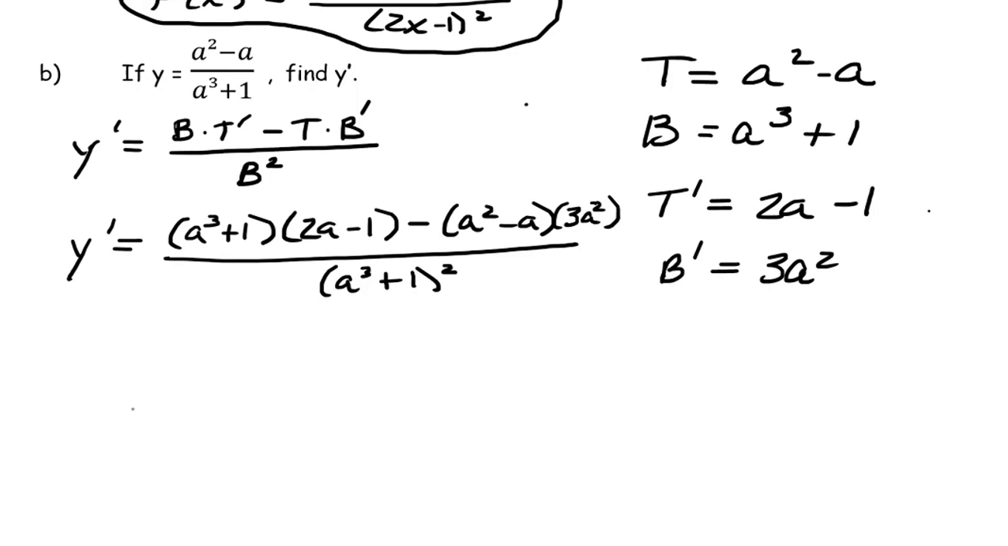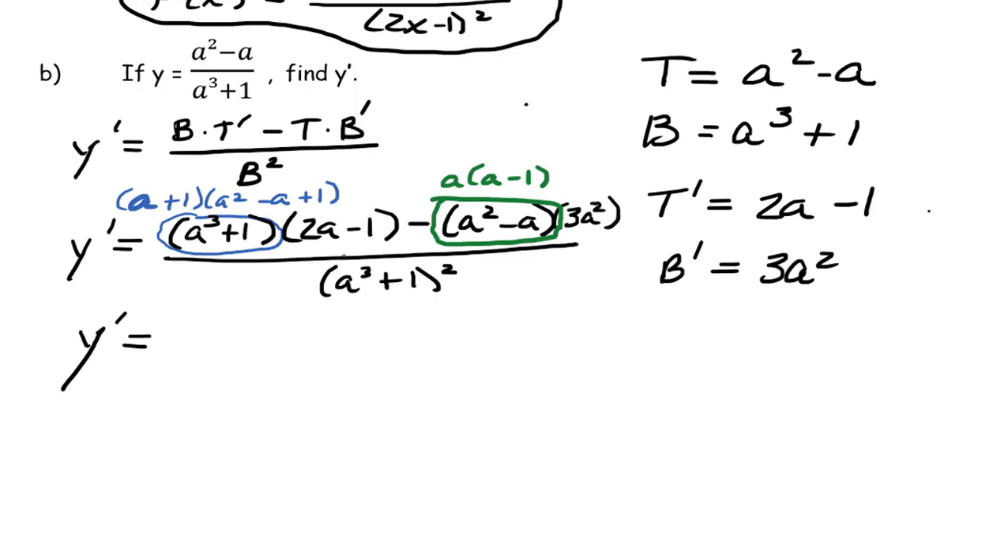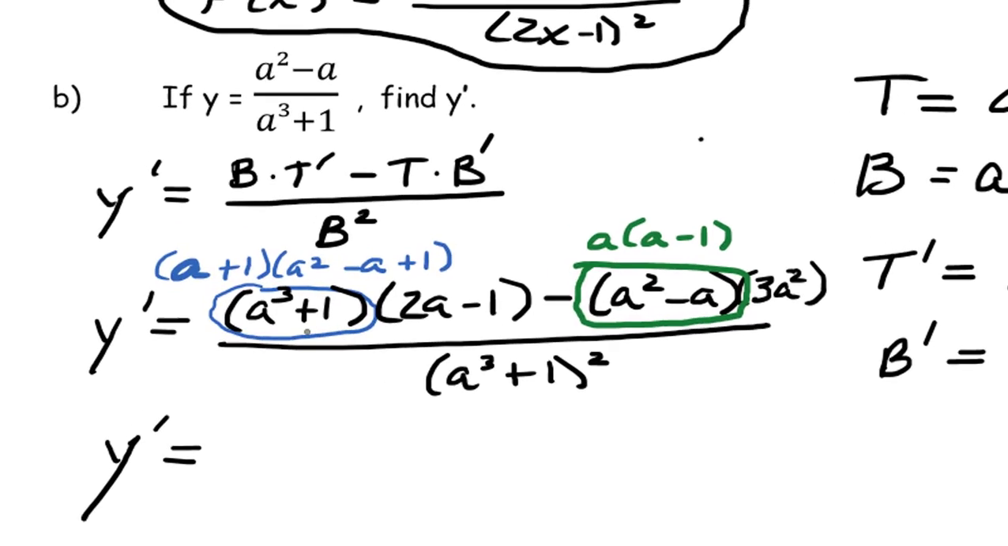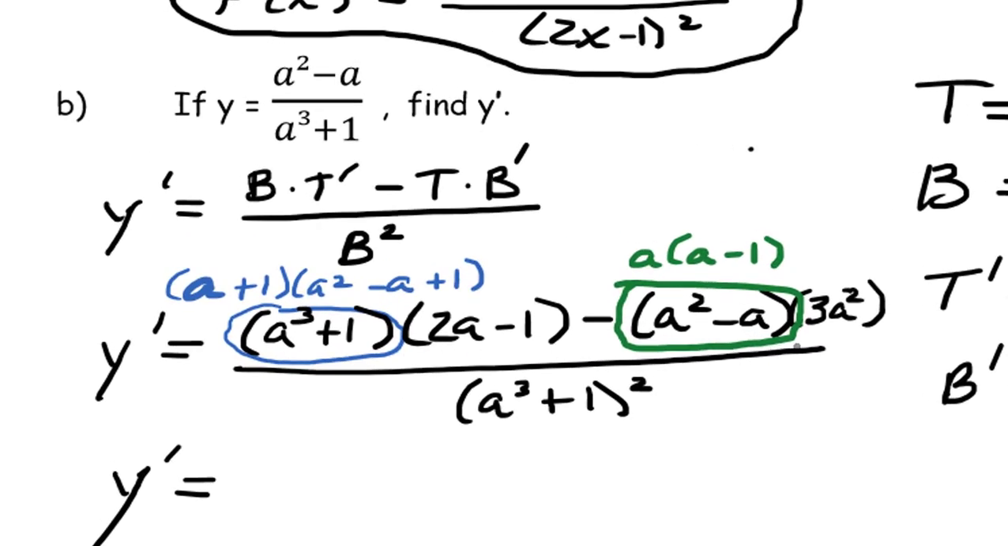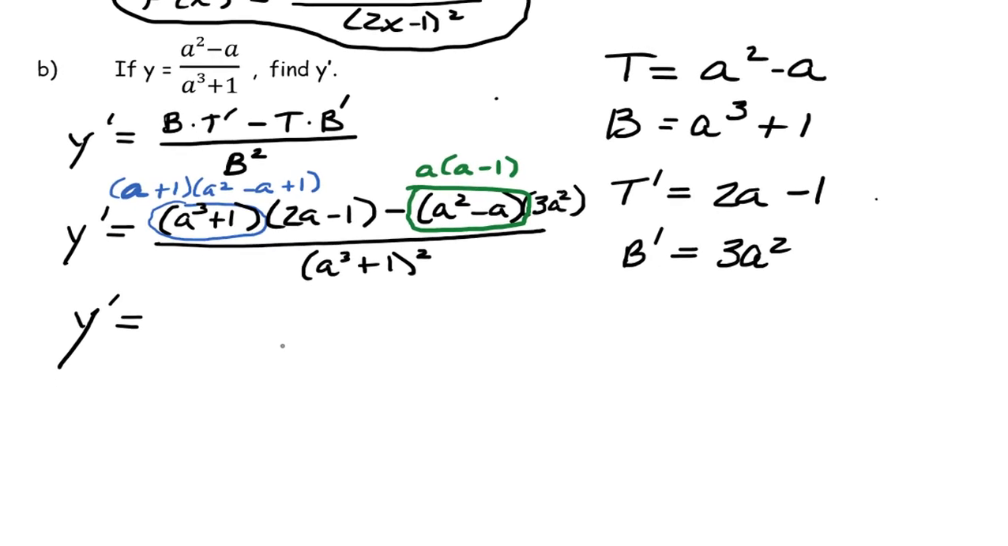Okay, now what we would like to do is to factor if possible. So looking at this numerator and thinking about if we could factor, if you look at the first term, a cubed plus 1 times 2a minus 1 doesn't have anything in common with a squared minus a times 3a squared. And even if we factor out a cubed plus 1 into a plus 1 times a squared minus a plus 1, and we factor out a squared minus a into a times a minus 1, we still don't have any factors that are in common. So we have no choice this time but to just multiply everything out.